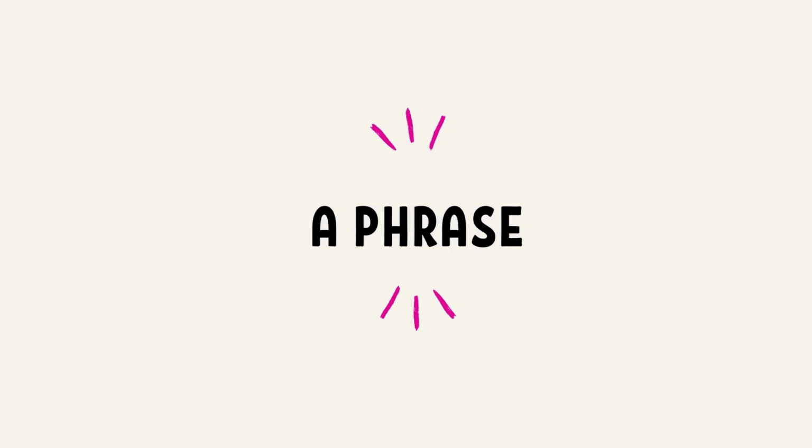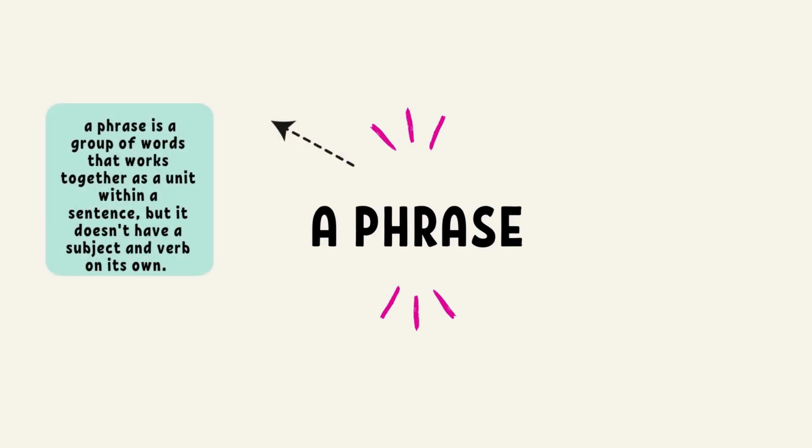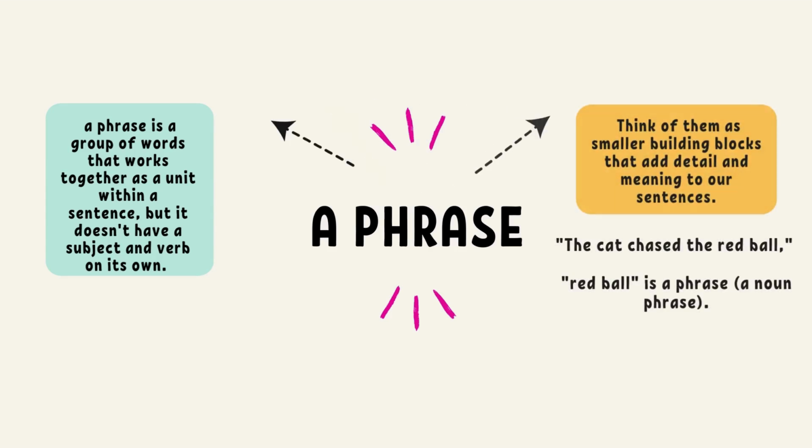But before we dive deeper, let's revisit a concept that works hand in hand with clauses: phrases. Remember, a phrase is a group of words that works together as a unit within a sentence, but it doesn't have a subject and verb on its own. Think of them as smaller building blocks that add detail and meaning to our sentences. For example, in the sentence, "The cat chased the red ball" is a phrase and noun phrase that describes the object of the verb chased.